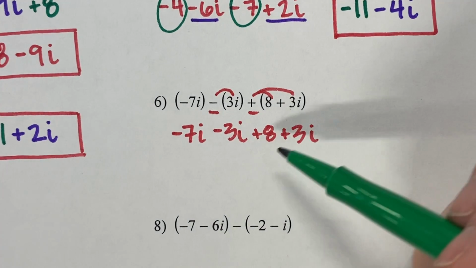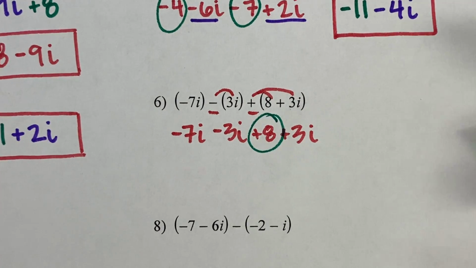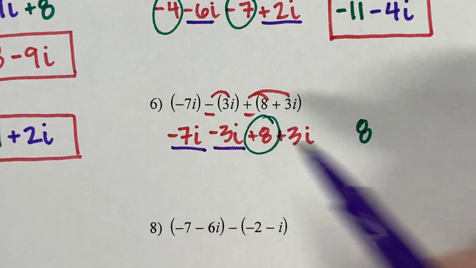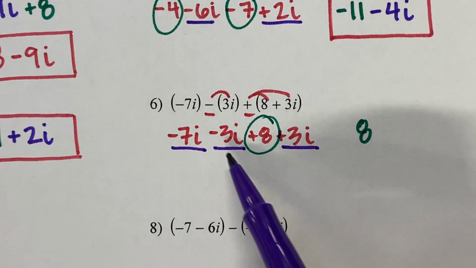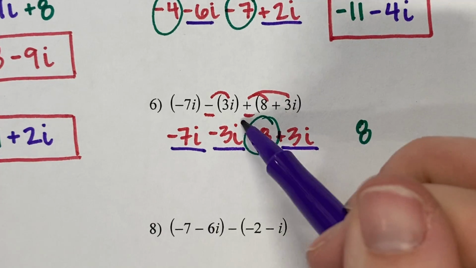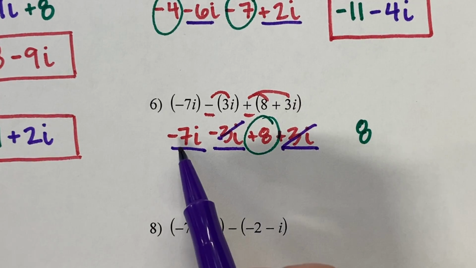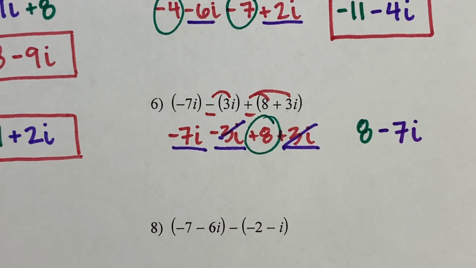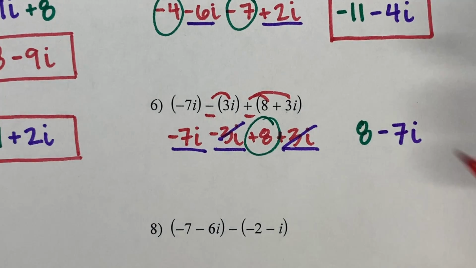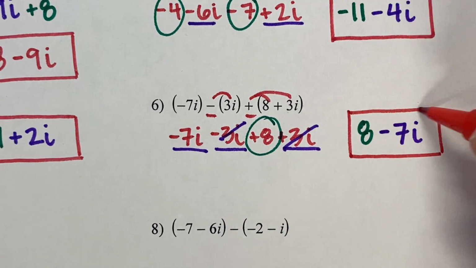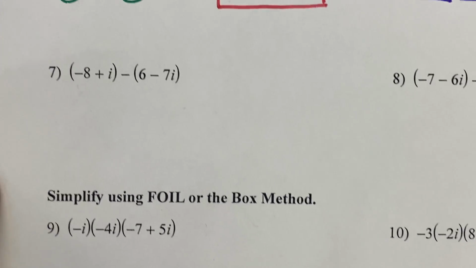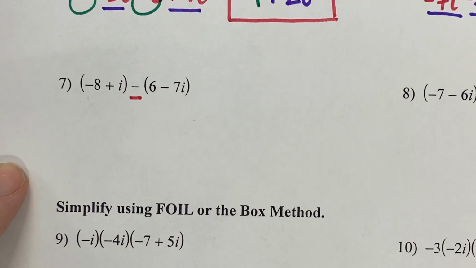So let's do our constants first. And I actually only have one constant, and it's 8. So we have 8, and that doesn't change. And then we have our imaginary numbers. Negative 7i minus 3i plus 3i. Okay, well I know minus 3 and plus 3, they cancel each other out. That's just going to turn into a 0. Okay, and then 0 minus 7i would just be negative 7i. Final answer, 8 minus 7i. Beautiful.